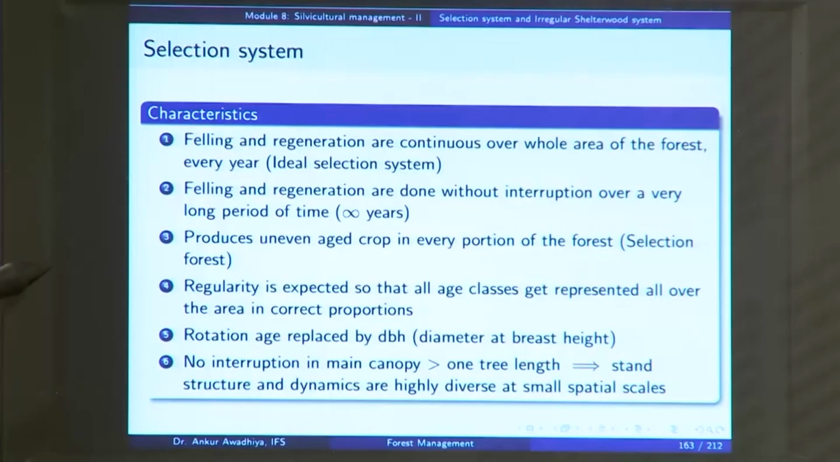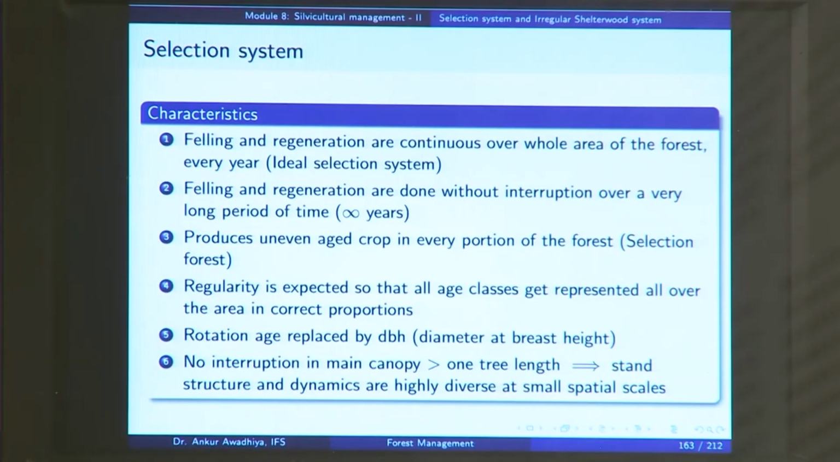But then in the case of a selection forest, because you have trees of all different age classes, you are not able to very easily identify the age of different trees. So, in this case your rotation age is replaced by diameter at breast height. So, you have a cutoff diameter at breast height, and you say that if you have any tree that has a diameter that is greater than your selection DBH, then you are going to fell that tree. So, you do not have a rotation age, you only have a selection DBH.